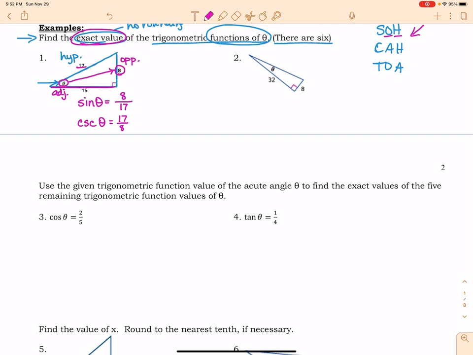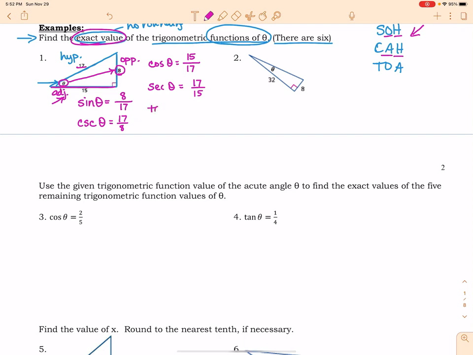All right, now I'm going to find cosine theta. Cosine theta, remember, is adjacent over hypotenuse. So theta's right here. The adjacent value is 15. So I've got 15 over 17, which is the hypotenuse. And then the reciprocal is secant theta. So I'm just going to flip that around.